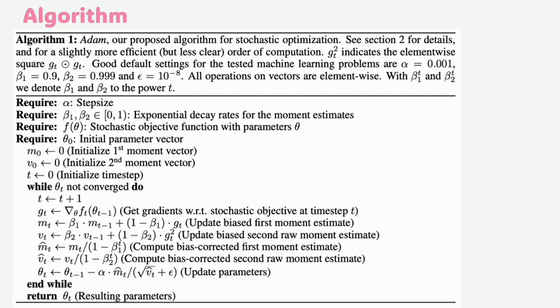The final step is the update of the model parameters. This step is where the actual optimization takes place. Moving the parameters in the direction that minimizes the loss function, the update utilizes the adaptive learning rate calculated in the previous step. And the epsilon here is added to prevent division by 0 and maintain numerical stability.